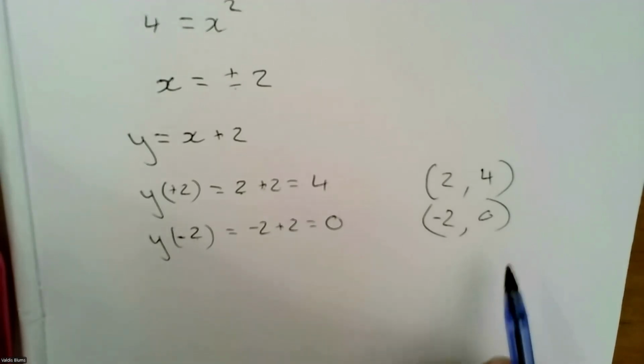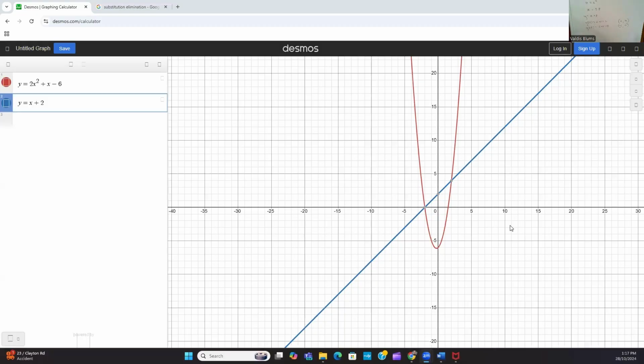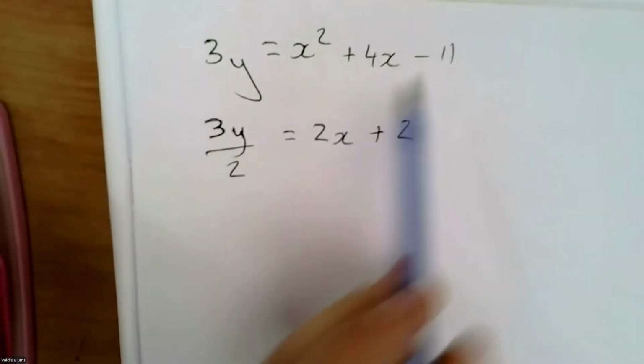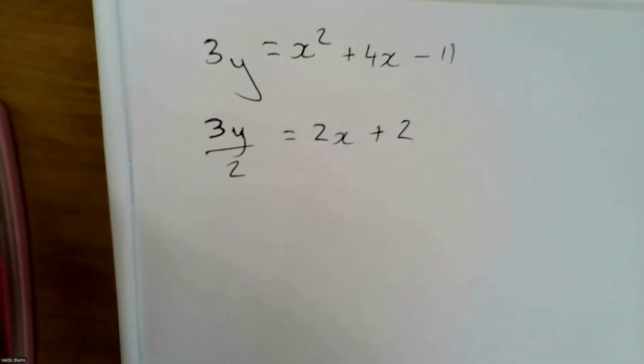Now jumping on over to Desmos to see what that graph actually looks like. We've got both plotted out there, and we can see that one set of intercepts are -2 and 0, and the other one is +2 and +4. Okay, I've got another set of equations, so one quadratic, one linear. Have a go at finding the points of intercept of these two equations, please.